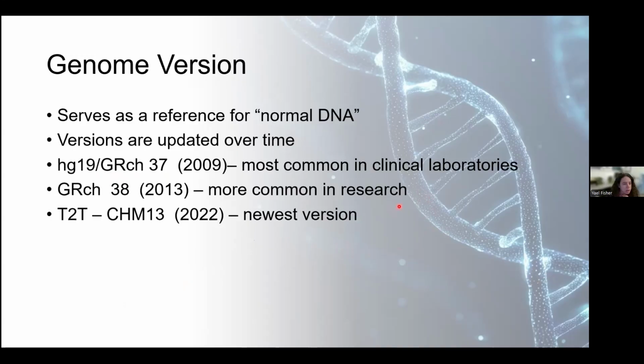In the research setup, they use GRCh38 more. This came out in 2013. And the newest version of the genome is called T2T, which is telomere to telomere. And that came out in 2022. It's still not in wide use. So if you get a report from a clinical laboratory, most likely you'll get it in HG19. And when you look in databases to find information about the variants you're interested in, you need to make sure you're looking at the same genome version.